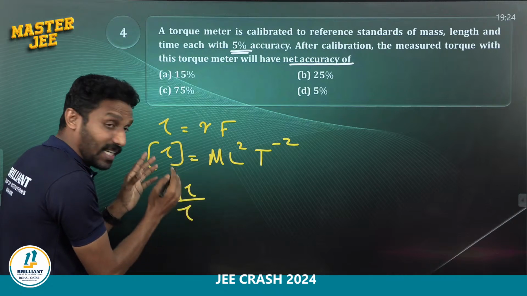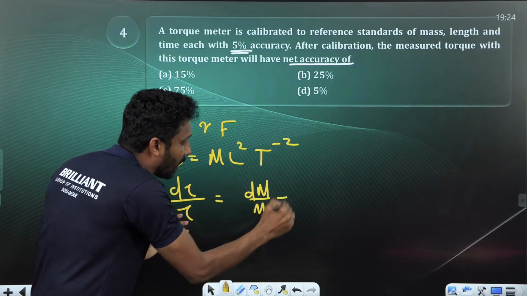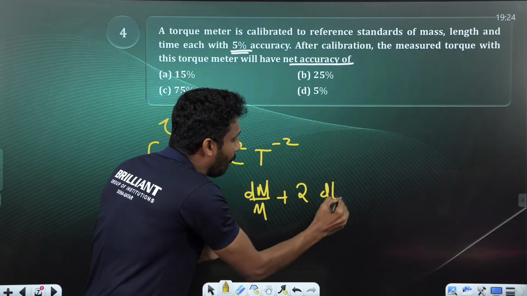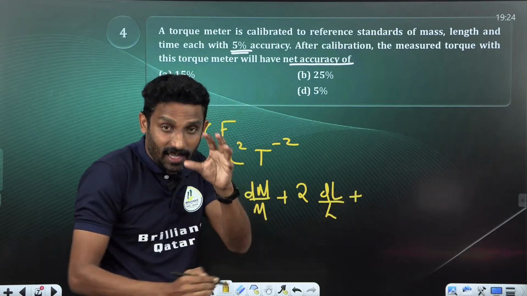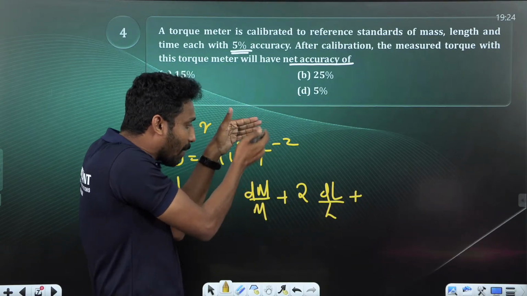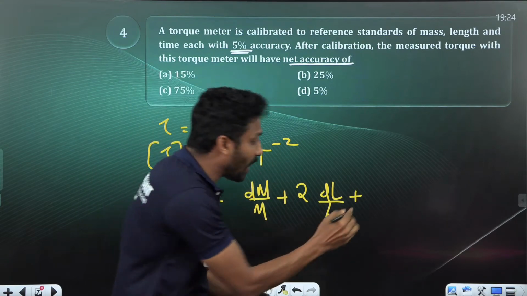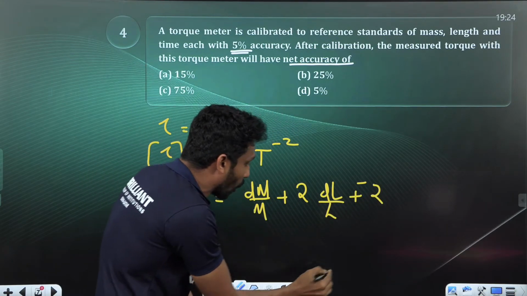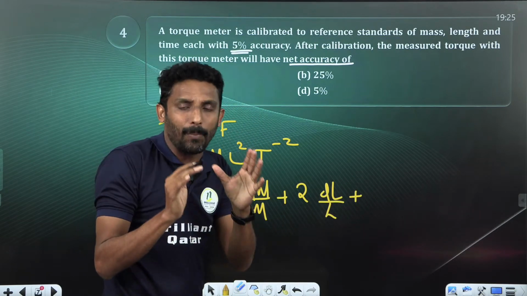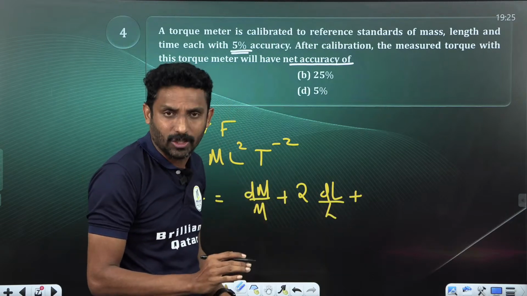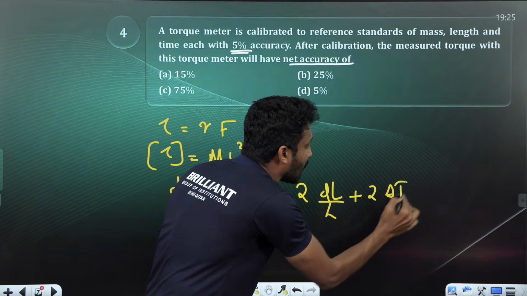Possible error in torque: d tau by tau is equal to dm by m plus twice of dl by L, and again we have to add the error for the time term, 1 by t square. You don't place minus 2 here, it is incorrect. We cannot place minus 2 while calculating the error, because the maximum possible error is obtained when we add the quantities only. So we add plus 2 into delta t by t.